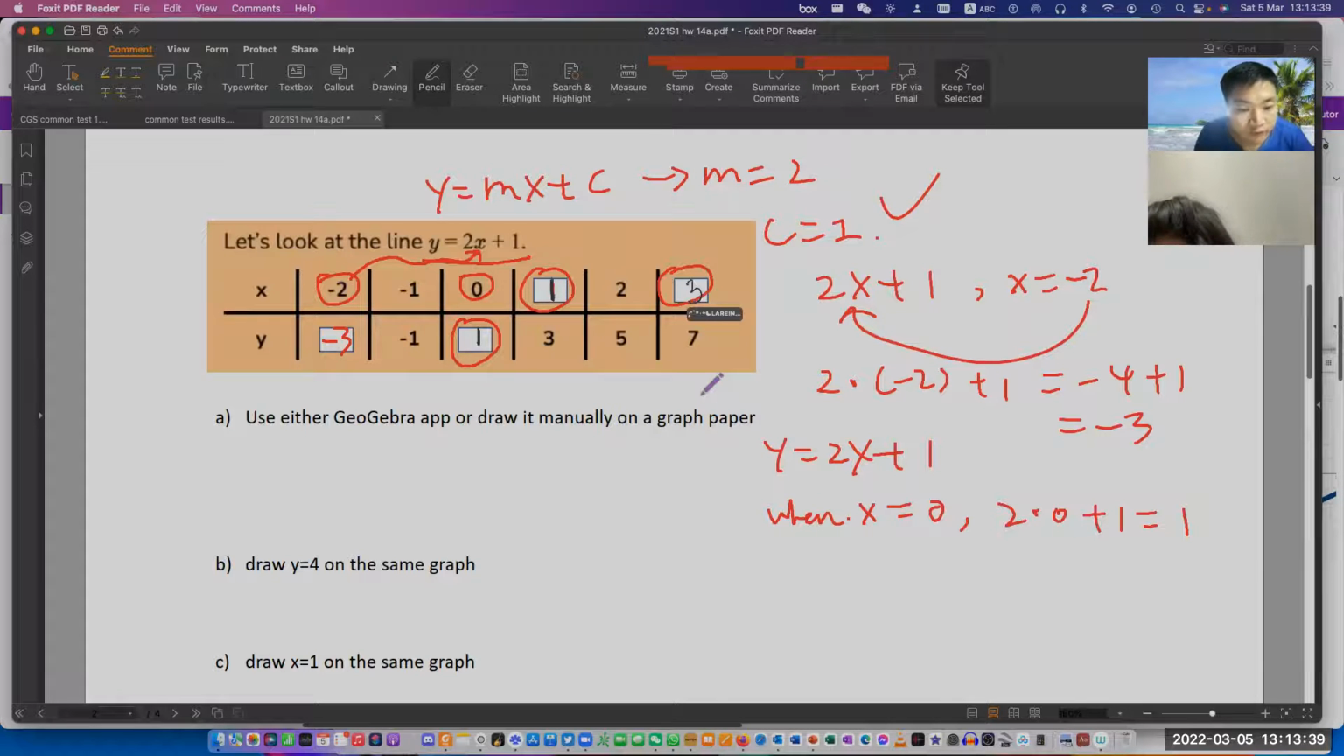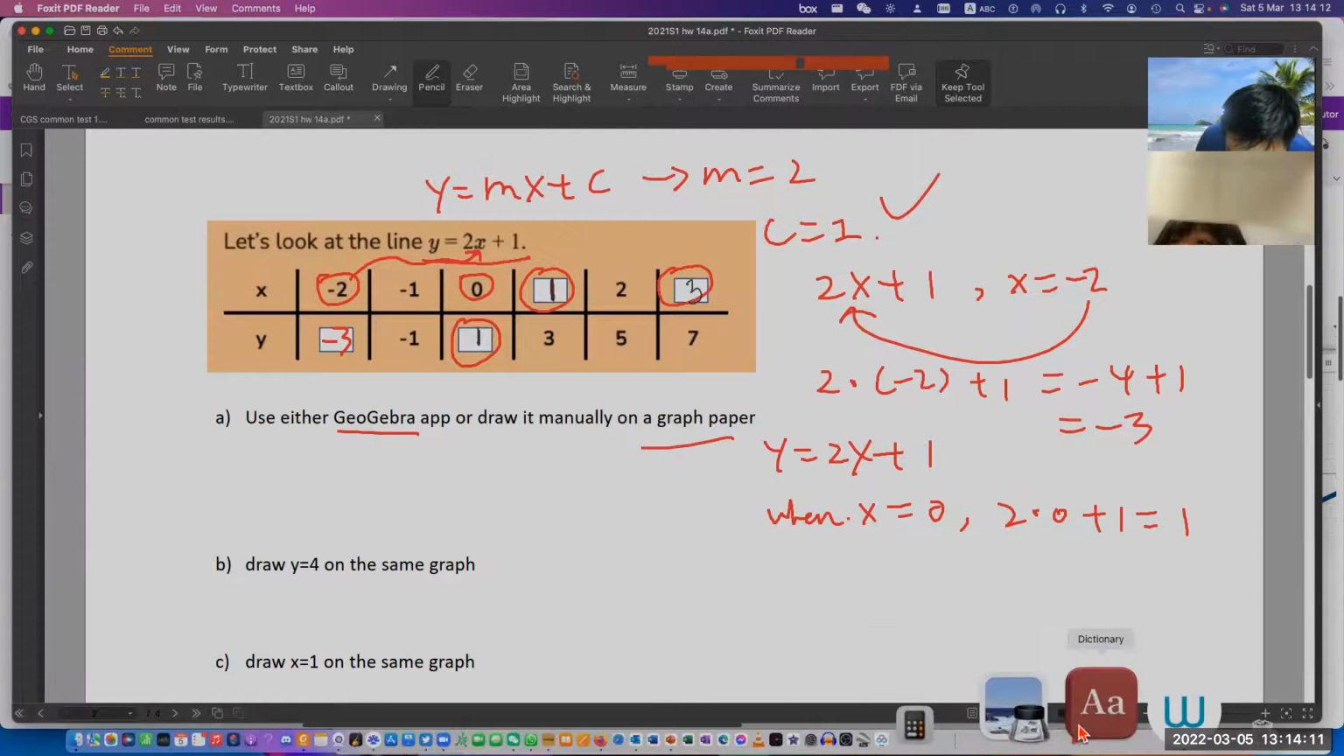Okay, so with all the points, use either GeoGebra or draw it manually on graph paper. Did I go through how you can use GeoGebra to plot all the points? Our last lesson we talked about that already. Then in that case, I'm not going to use the GeoGebra app for this question. I'm going to do it like a graph paper.